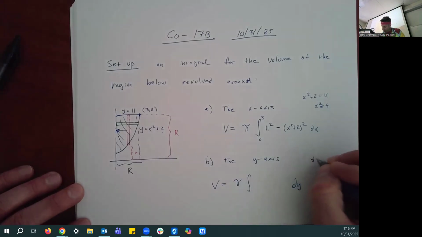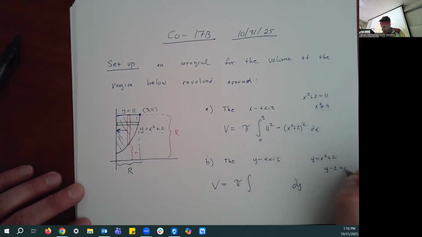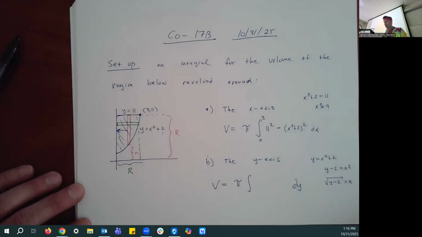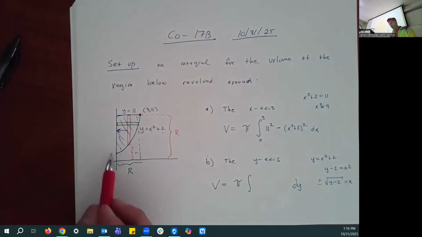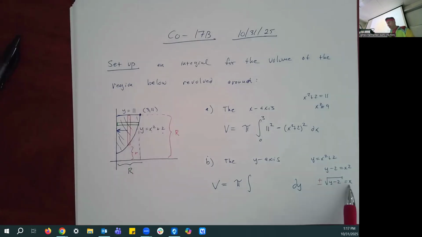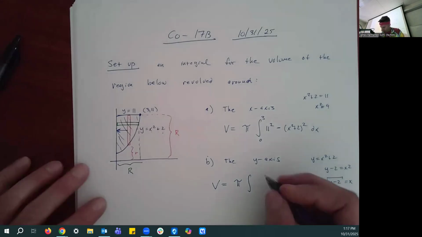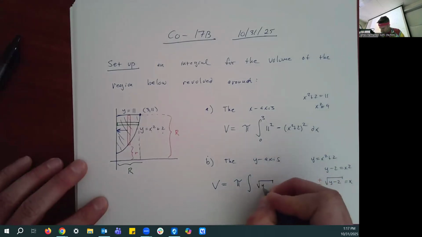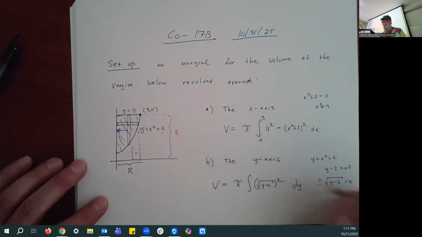So if y is equal to x squared plus 2, y minus 2 is equal to x squared. The square root of y minus 2 is equal to x. Now, I'm kind of leaving something out there. Technically, it's plus or minus the square root of y minus 2. But since we are on the right side of the coordinate system where x is positive, x better equal the positive square root of y minus 2. So it's the positive square root of y minus 2, squared.